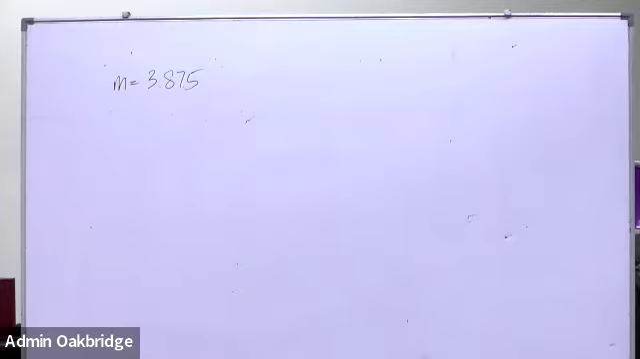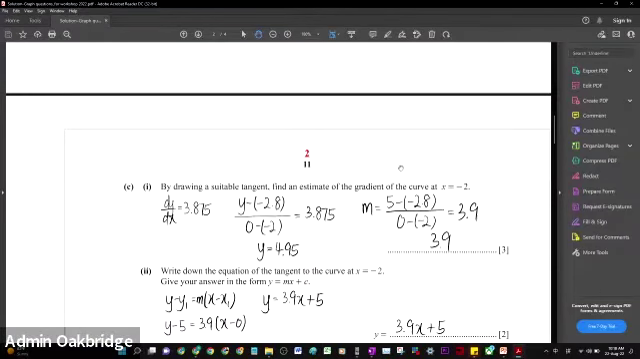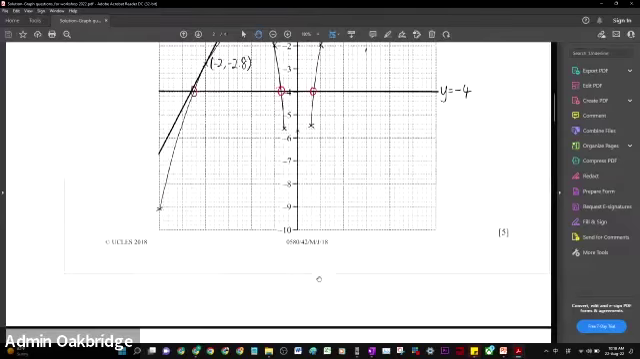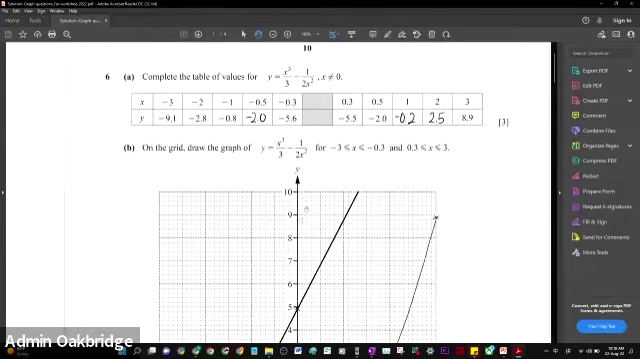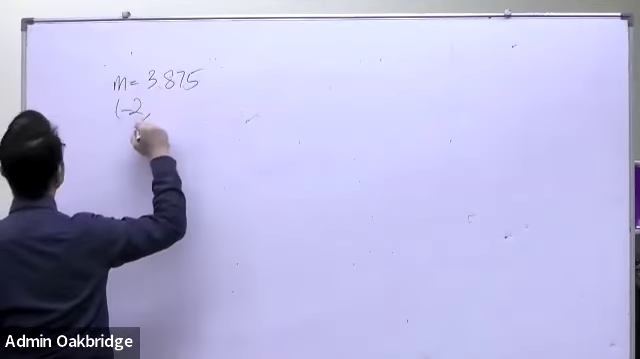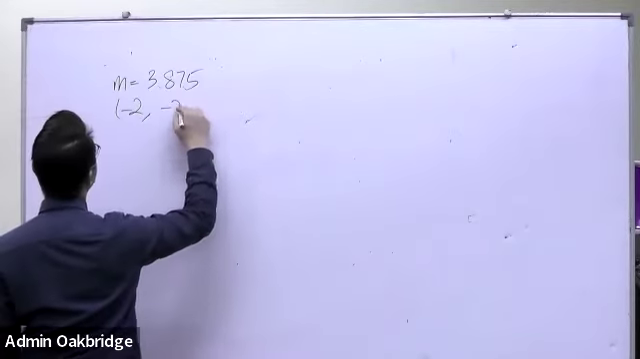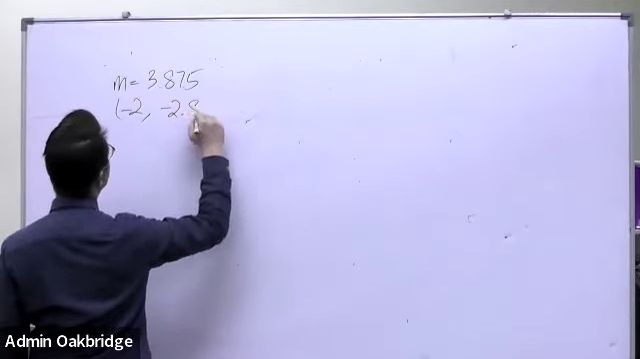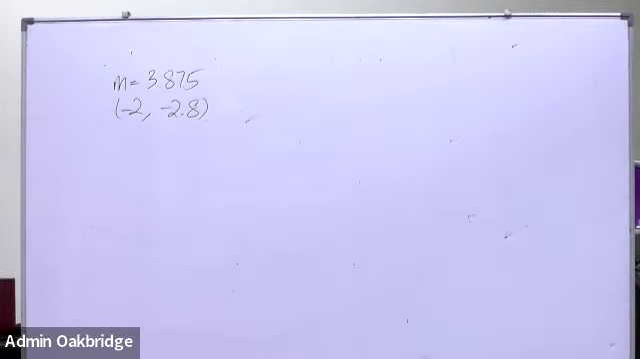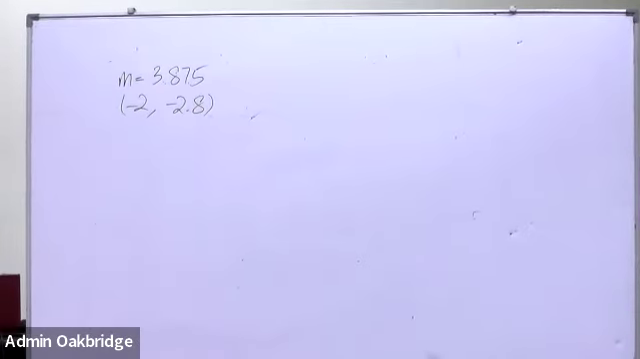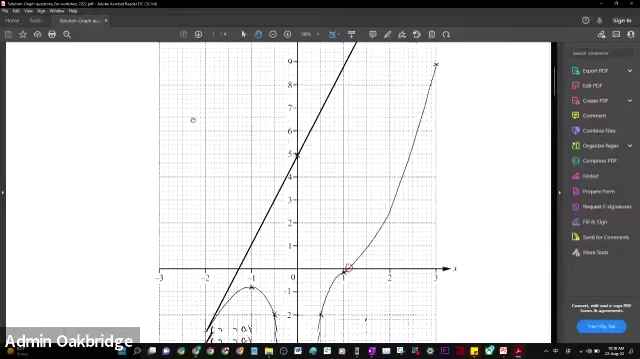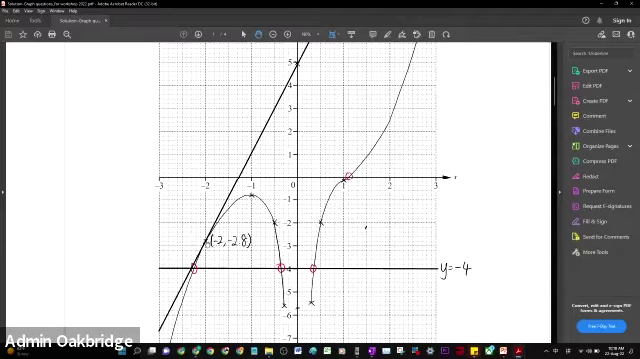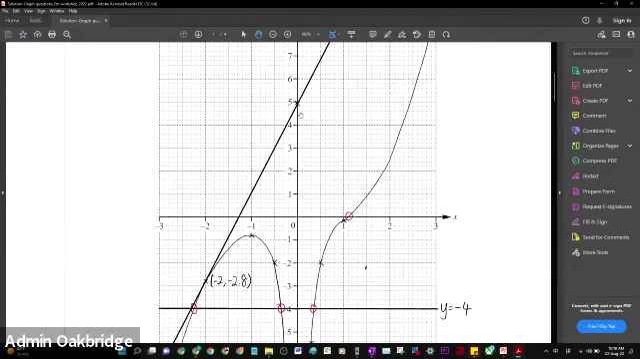One of the points is given already. One of the points is at -2, right? The y will be what? You see, look at the table. -2, minus 2.8. So you know 1 point. -2, minus 2.8. Then we need another point. And this one you have to find out on your own. Now you know this point here, okay? Another point, let's say you want to find out the y-intercept.